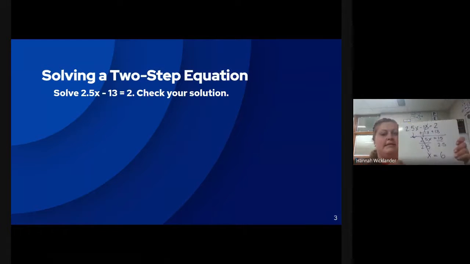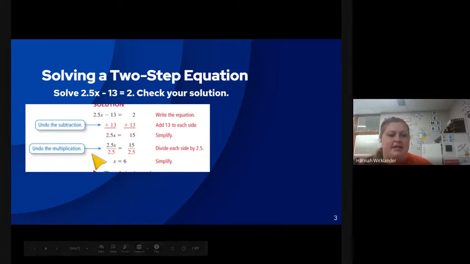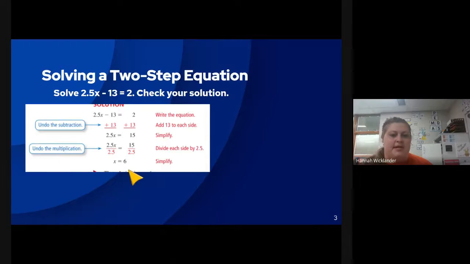So x equals 6. So on my PowerPoint, here's what they did. All the steps I just did, undo the subtraction, undo the multiplication, x equals 6. And then it says check your solution. So now I'm going to check that 6 works. So wherever I see x in my equation, I'm going to put 6 and then solve my equation.